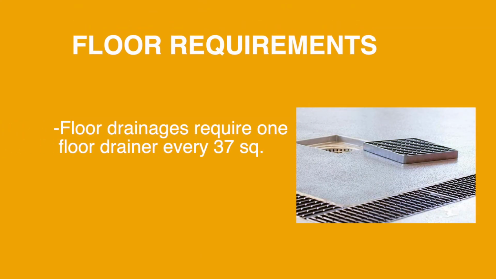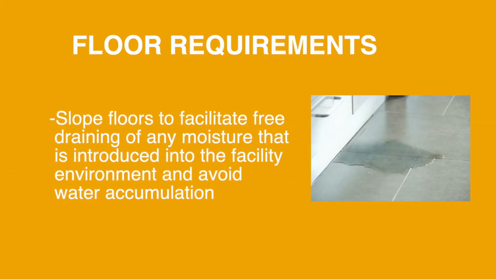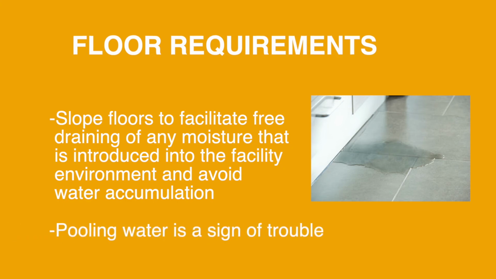Adequate and clean floor drainages require one floor drainer every 37 square meters minimum. Remember that drainage and sewers must not be cross-connected. Slope floors to facilitate free draining of any moisture that is introduced into the facility environment and avoid water accumulation. Pooling water is a sign of trouble.